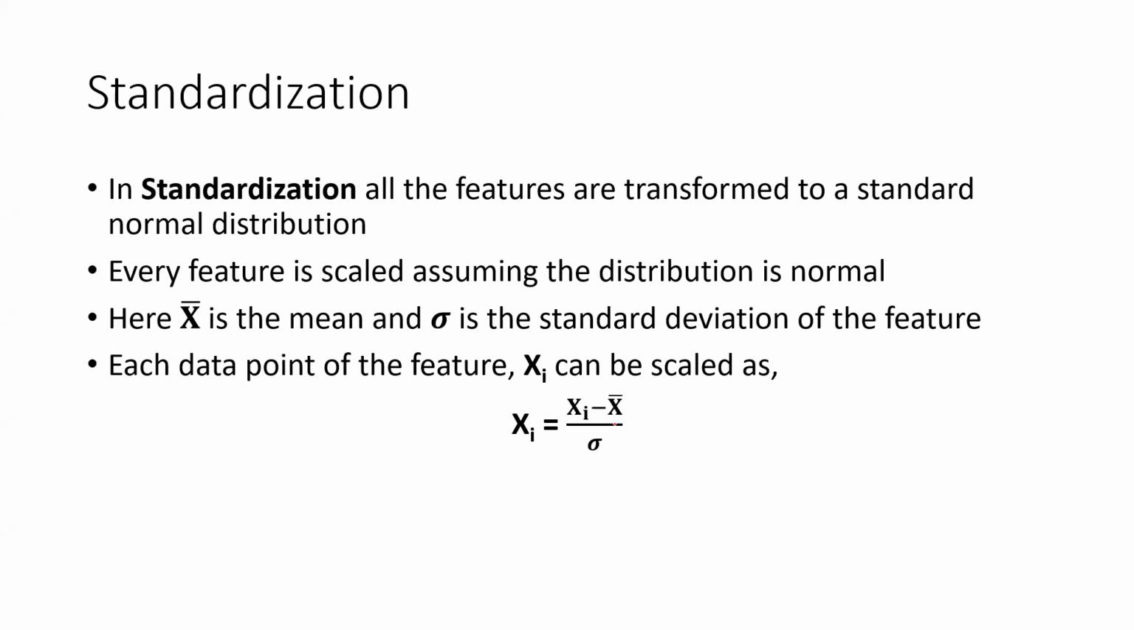So first we calculate the X bar, which is the mean value or the average value of the feature, and then we calculate the variance and the standard deviation, which is the square root of variance, right? In order to calculate the standardized value, we subtract the mean value from this particular X value and divide by the standard deviation. Then it would follow a standard normal distribution.